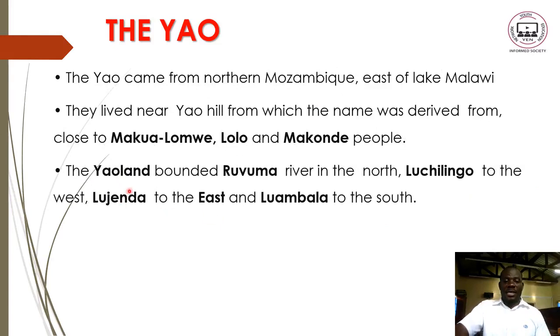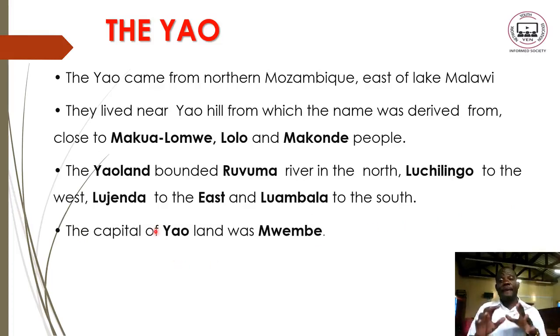And this Yao land was bounded by the Ruvuma River to the north, Lucheringo River to the western side, Rugenda River to the eastern side, and Luambala to the south. So in between, we have seen the Yao land on the map there. So there then we know where the Yao came from. And we are saying that the capital, the basic place where many Yao were, was called Mwembe. Mwembe was the capital of the Yao land.